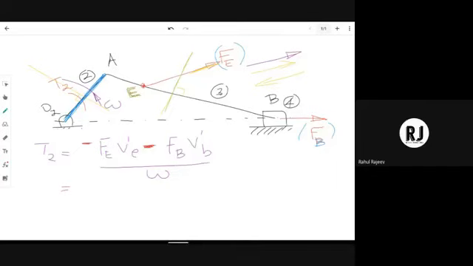F_E is given as 6000. So 6000 multiplied by V dash E. What was the value of V dash E? 0.03 omega. One second. So 0.03. One minute.